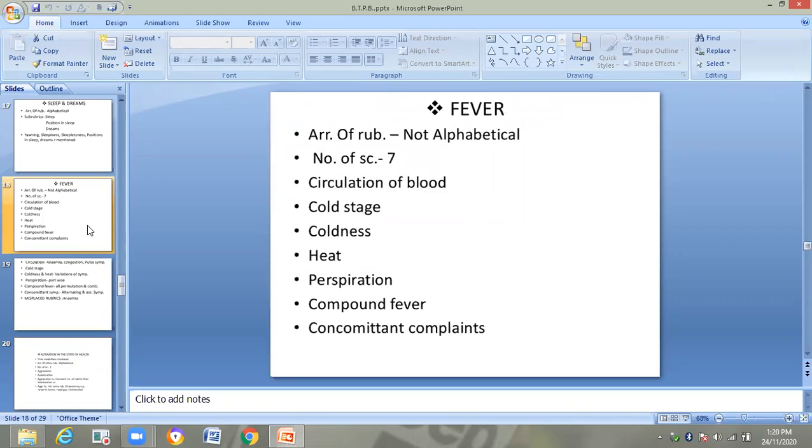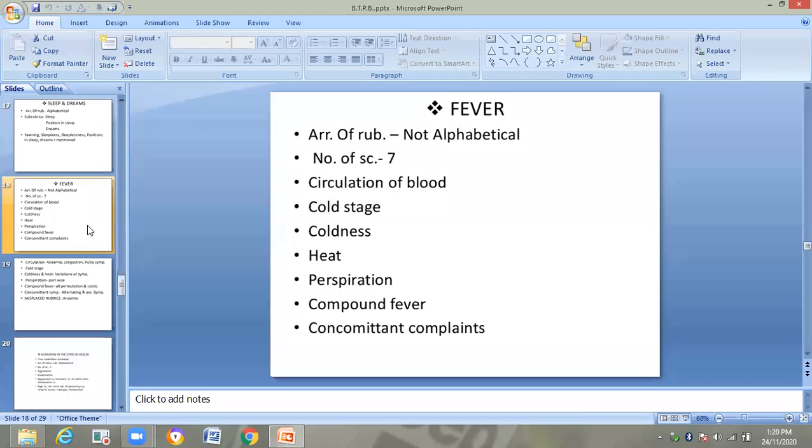Then the fever section. In this section, the rubrics are not arranged in alphabetical order. The number of subsections is 7, as we discussed earlier: circulation of blood, cold stage, coldness, heat, perspiration, compound fever, and concomitant complaints related to fever.